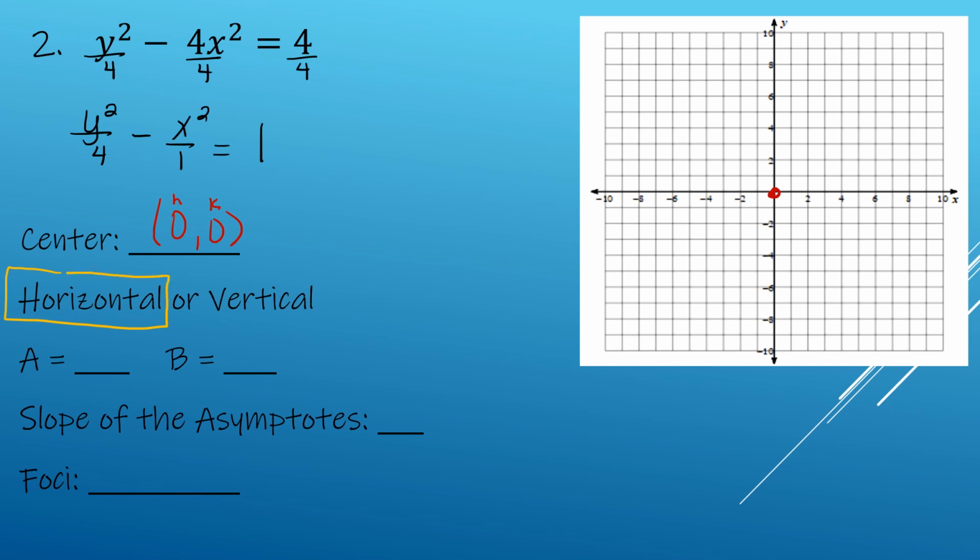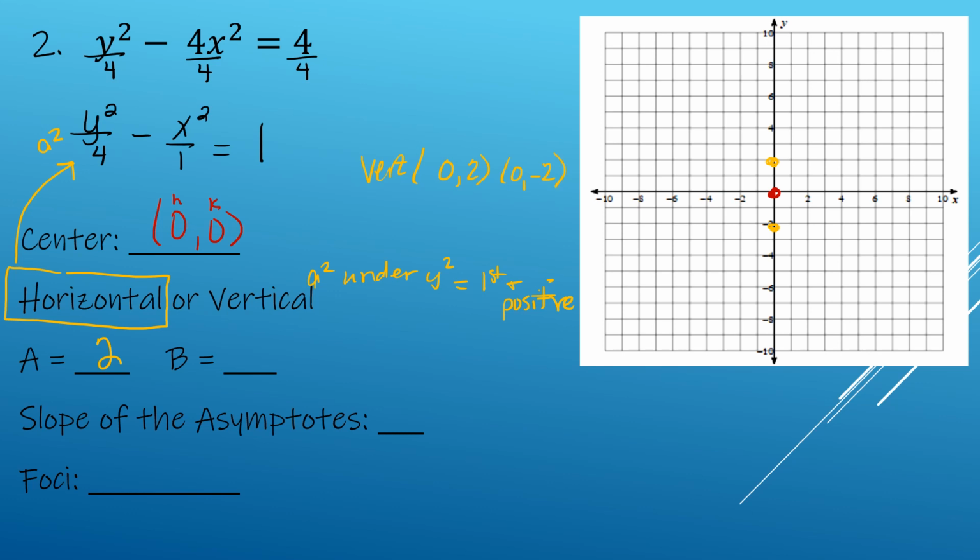In this example, our graph needs to be horizontal. And the reason it's horizontal is because the a squared is underneath the y squared, which is both first and positive. So if our a squared is 4, that means our a value is 2. So from the center, I'm going to travel up 2 and down 2 and get the two vertice points of 0, 2 and 0, negative 2.